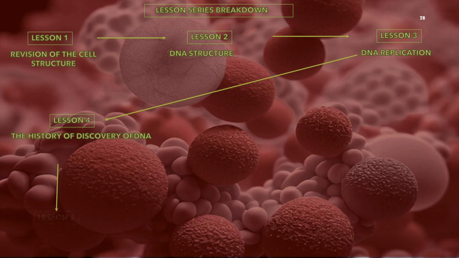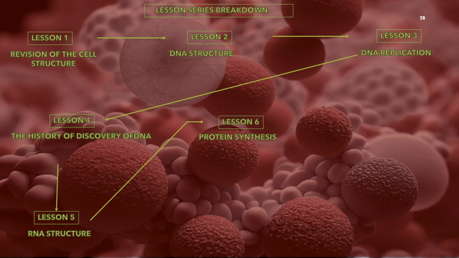In today's lesson, we will be looking at the RNA structure. The following lesson, lesson 6, will be on protein synthesis. The lesson will be divided into 2 parts. The first part will be protein synthesis, which comprises transcription, movement of mRNA, as well as translation. The second part of the lesson will be on amino acid coding.